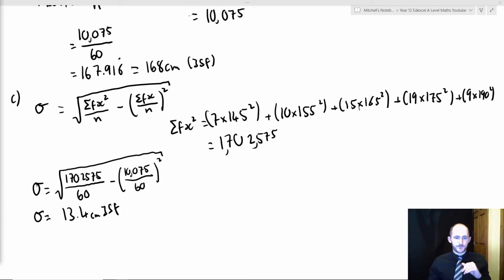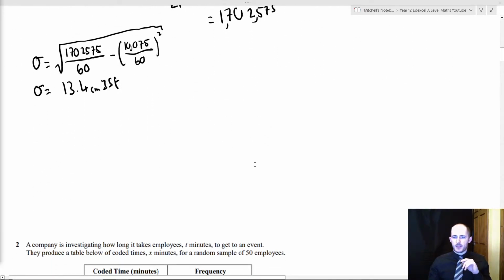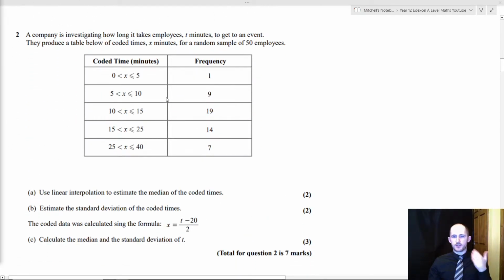That took us quite some time. So we'll go through another example. Again, we'll do it nice and slow. There's no rush. We can just keep taking our time. And again, once you start getting good at this, you'll be able to just hammer it out very, very quickly. So again, use linear interpolation to estimate the median of the coded times.